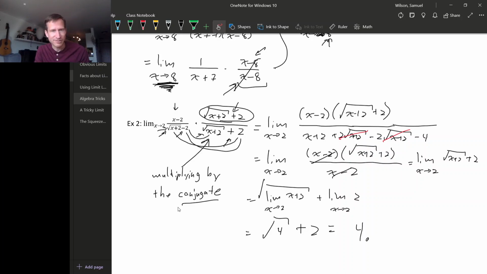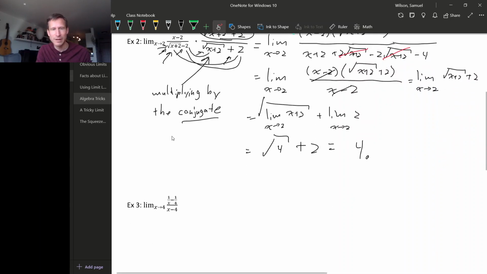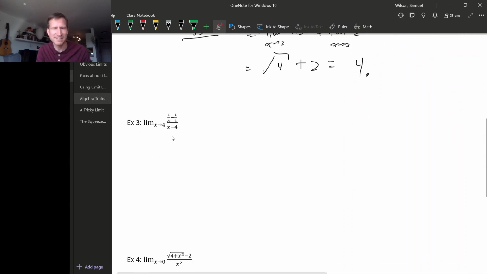All right, so now we have a trick for rational expressions. We have a trick for when square roots show up. What about something like this? Limit as x goes to 4 of 1 over x minus 1 over 4, all over x minus 4. Now, as usual, all of the interesting limits give you 0 over 0 when you just plug in your value, and that is the case here. If we try to use the limit laws immediately, we're just going to get 0 over 0, which means that we can't use the limit laws. So we need to do some algebra first.